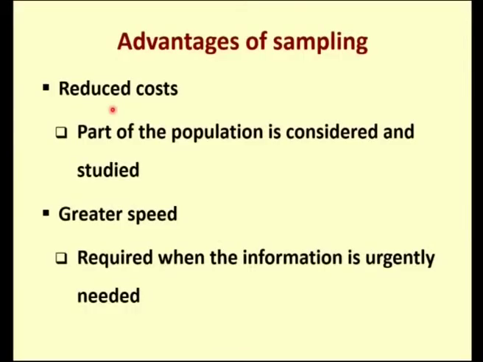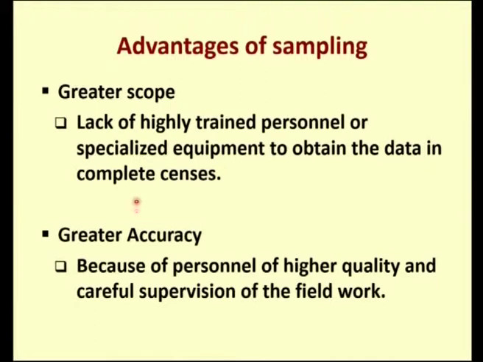And advantages. We have many advantages of sampling over census. Naturally it will increase the speed of the study, because a part of the population is considered and studied, and if the information is required very urgently, then we can immediately go for a sample instead of taking all the units in the population. So, it reduces cost and it increases the speed. These are the two main important advantages of sampling over complete census or the population study, and it has a greater scope and greater accuracy.